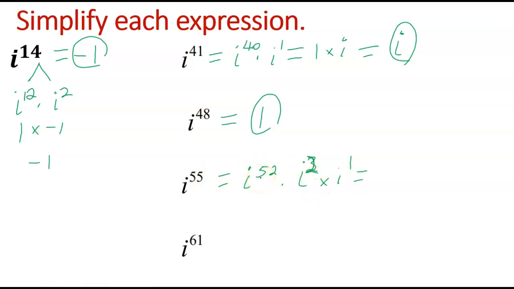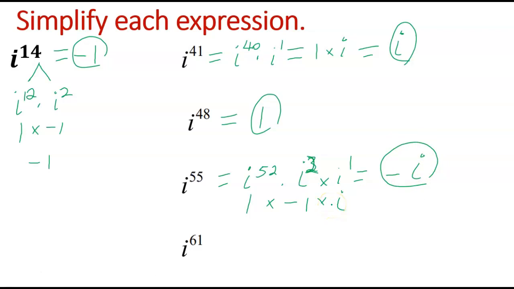Okay, so here we have 1, the multiple of 4, and then i squared is -1, and i to the power 1 is i. So we have 1 times -1 is -1. -1 times i is -i. And that's our final answer.